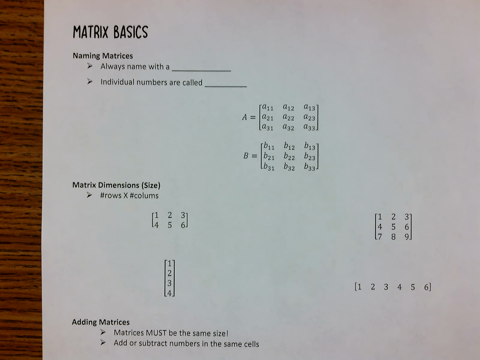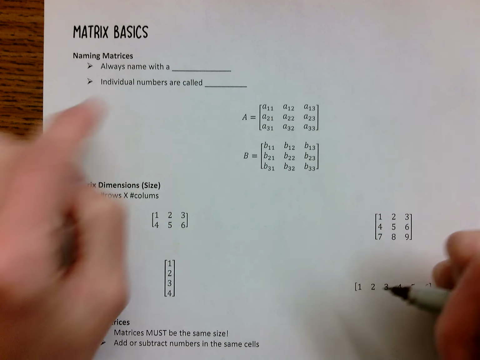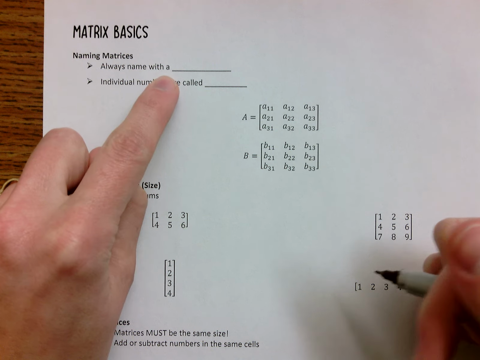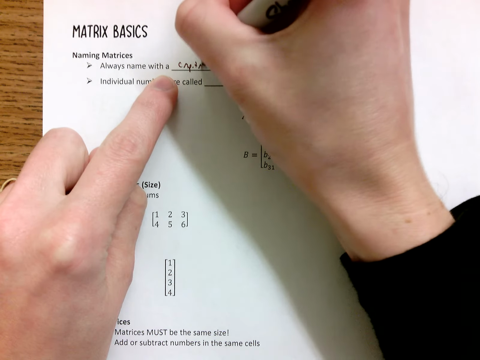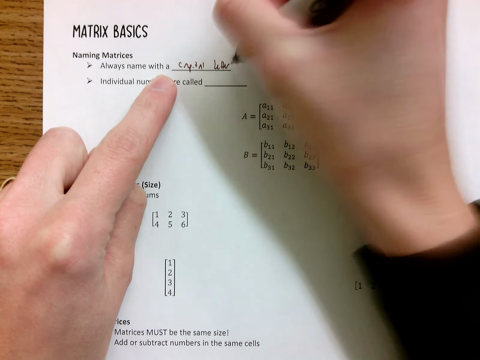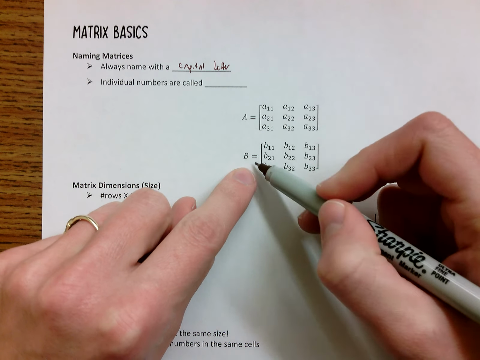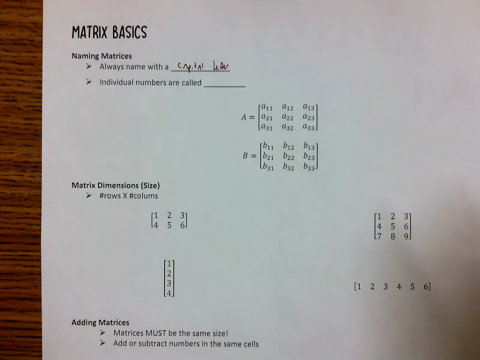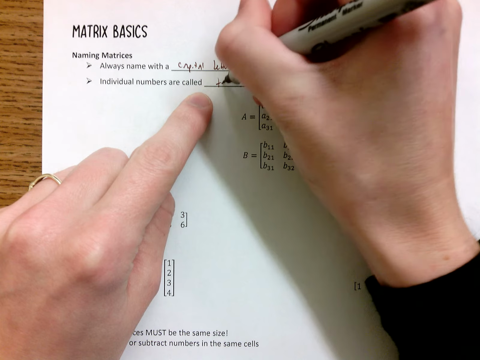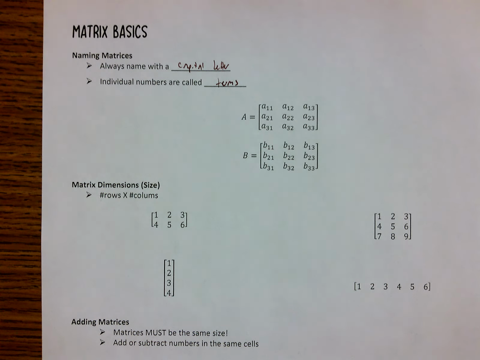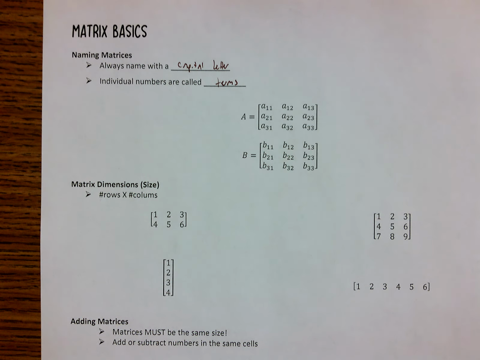And that's great. Okay, so let's talk about just some basics of matrices. First of all, when you name them, we always name matrices with a capital letter. You can see these two, this is letter A, that's letter B, they're both capitals, and those are just the names that we give them. And then the individual numbers in your matrix are called terms.